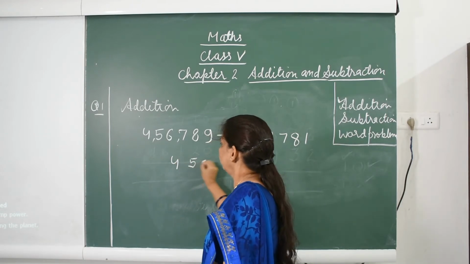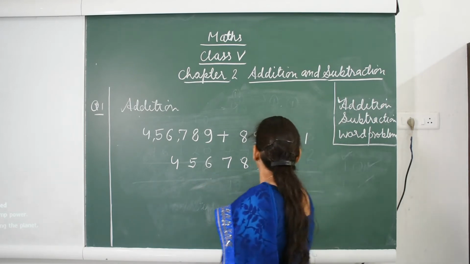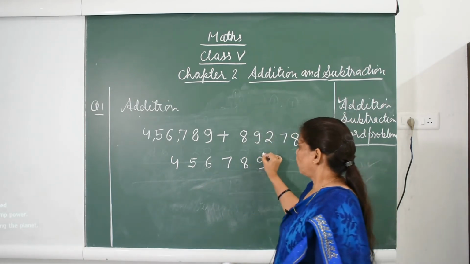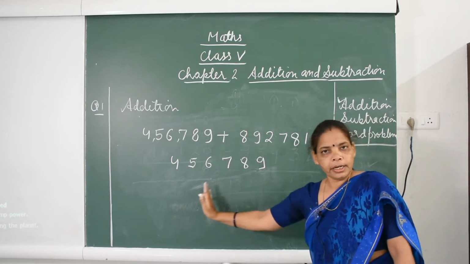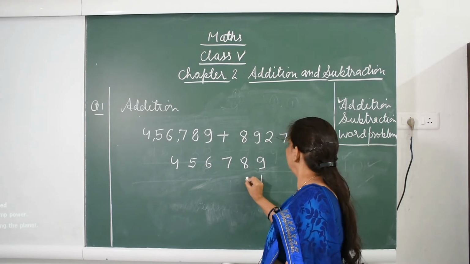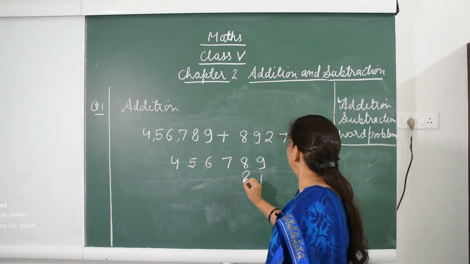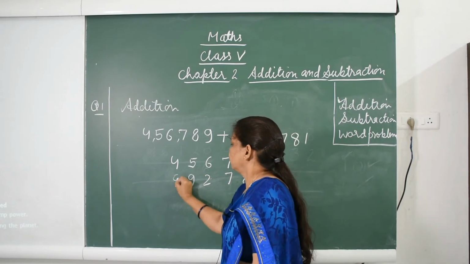4, 5, 6, 7, 8 and 9. Now the next step: starting with the second number, you have to start from the right side, the ones digit. So 1, 8, 7, 2, 9 and 8.